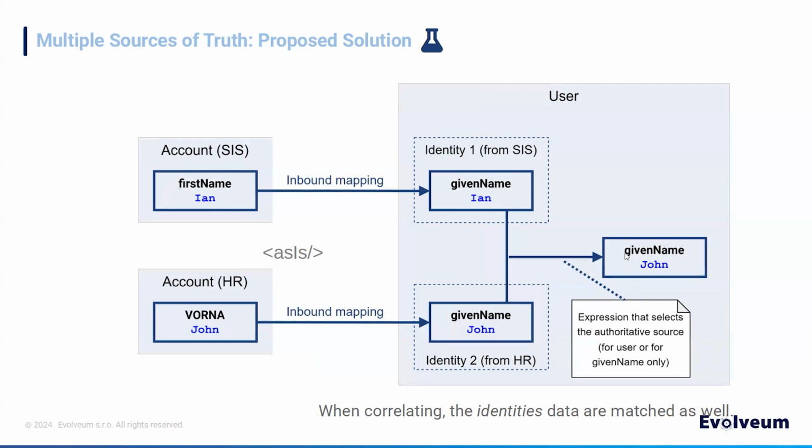And moreover, when correlating, the data from all the identities are taken into account. That means not only the official given name. Let's show that in a short demo.